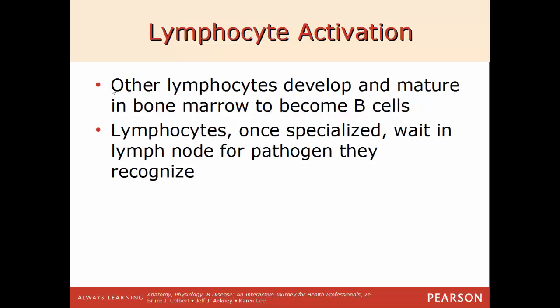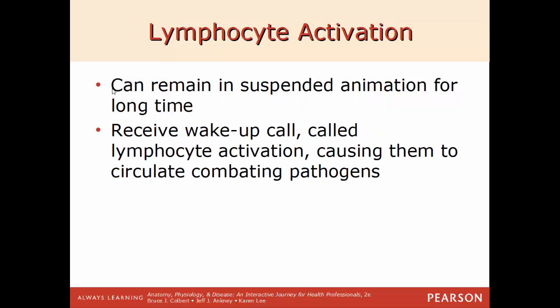The other lymphocytes will develop and mature in the bone marrow, and they are called B cells, so B for bone. Now, these lymphocytes, once they're specialized, will wait in the lymph node until they recognize a pathogen. Now, these may remain in a suspended animation for a very long period of time. So once they are activated or woken up, which is called lymphocyte activation, it causes them to circulate throughout the lymphatic system, and they are able to fight the pathogen.